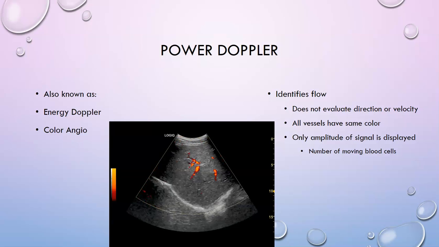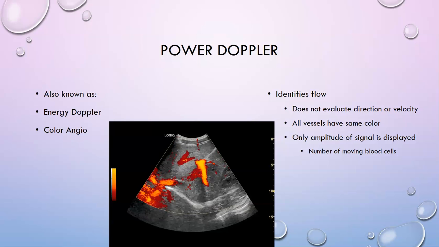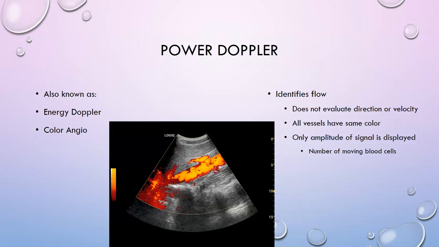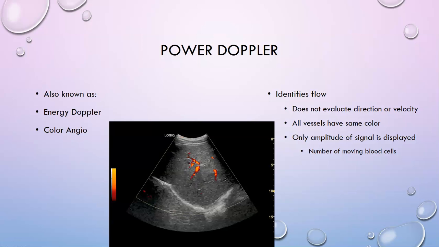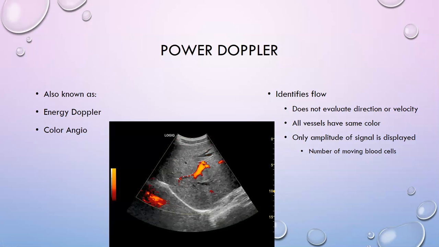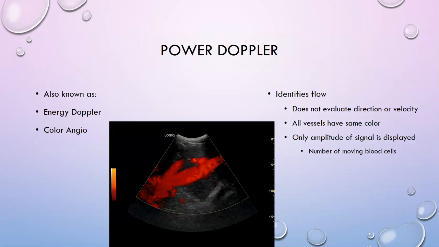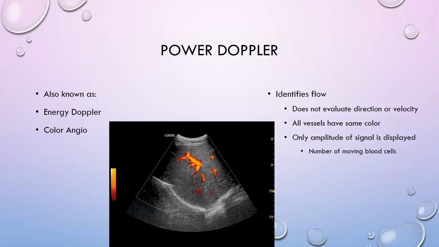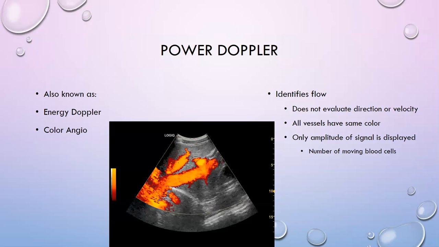All right, power Doppler. Power Doppler is also known as energy Doppler or color angio, and this identifies flow in vessels. However, it doesn't evaluate the direction or the velocity of the flow in the vessel. So we end up with an amplitude of the signal without really getting velocity information on the signal. So as our regular color display showed us the mean velocity, the power Doppler display only shows us flow, and that may not be as useful as we wanted.